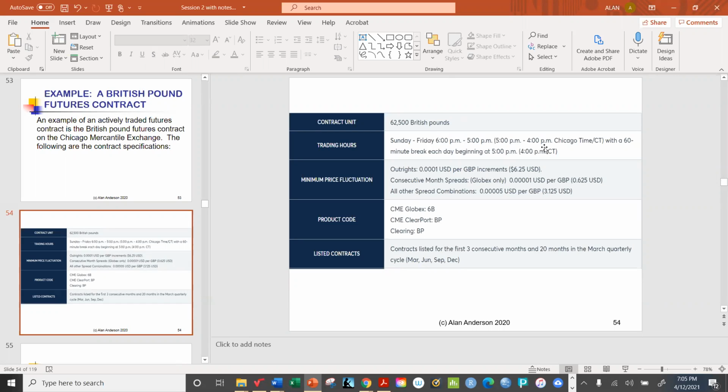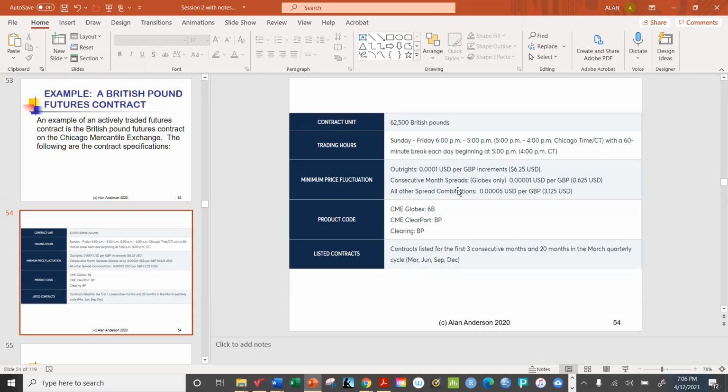The trading hours are listed here for the exchange. The outrights. Now, the price of the exchange rate has to change by at least $0.0001 per pound, which is, I think, 100th. Hold on one second. I think that's 100th of a cent. That's the minimum price fluctuation. Anything smaller than that, they will not officially change the value of your account, which means that the value of your account changes in increments of $6.25 each.